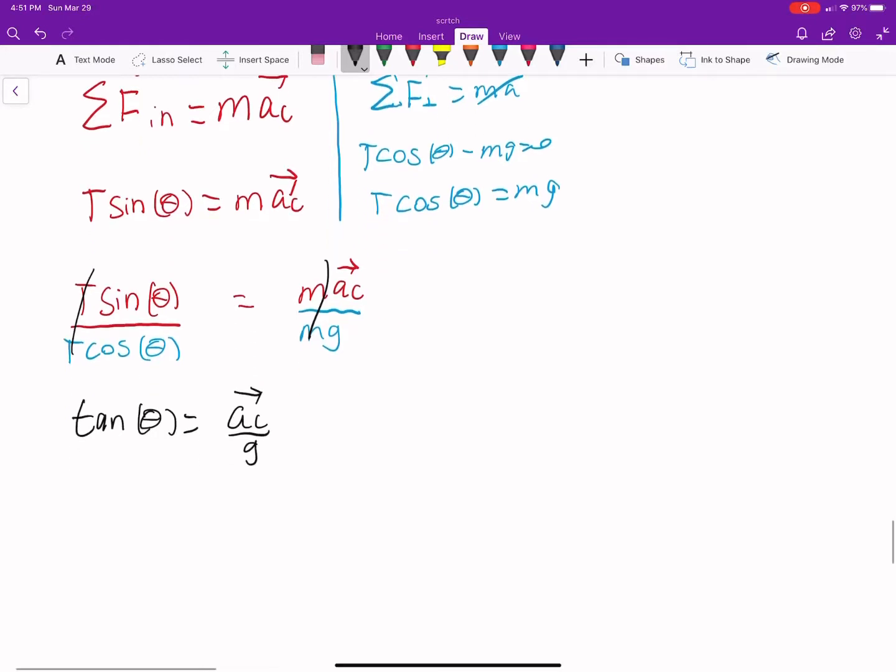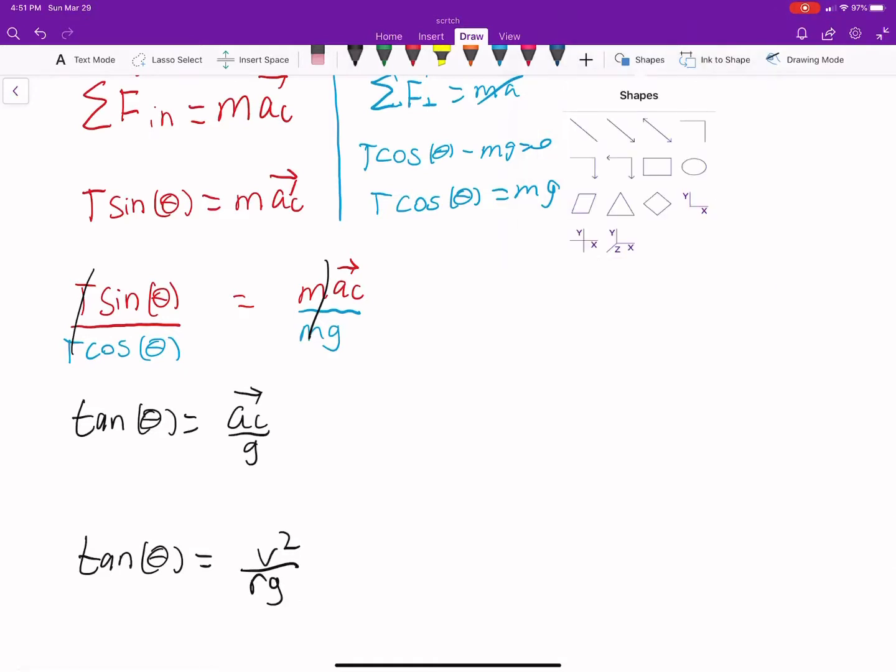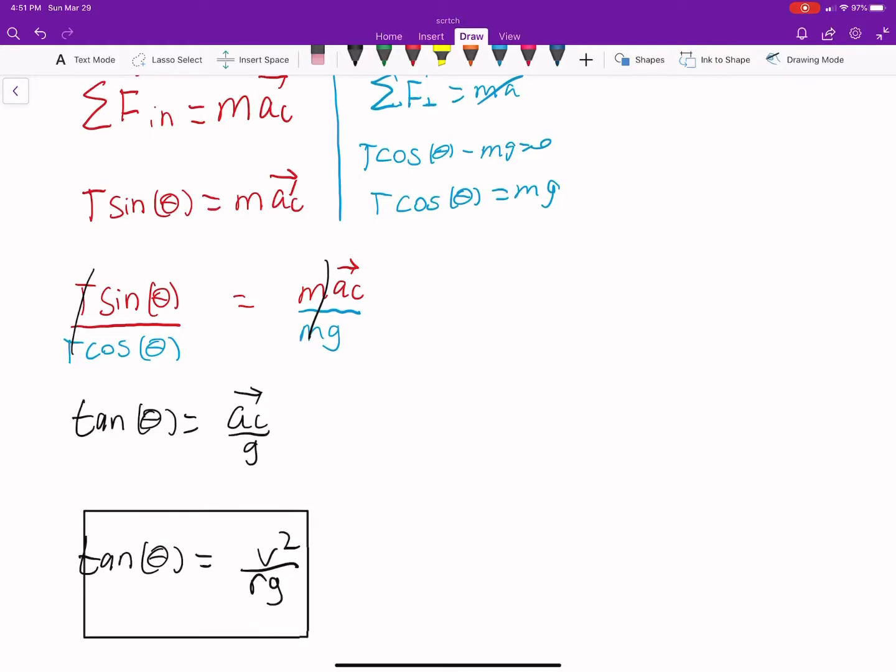Well, our acceleration is centripetal, so let's go ahead and replace that with the equation v squared over r. And that's what we wanted to show. You could find other things from this if you wanted, but let's try that again.